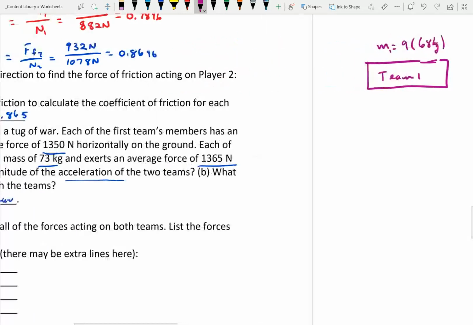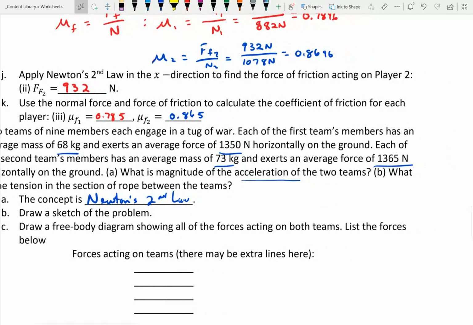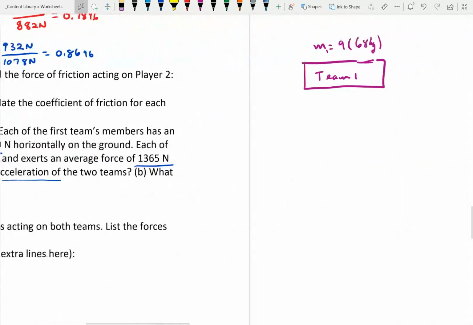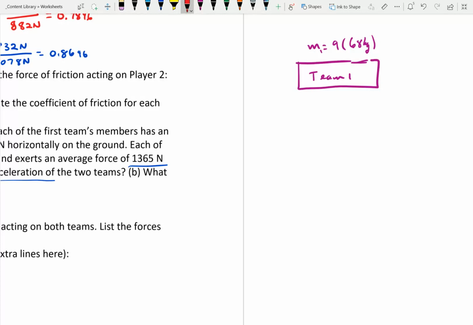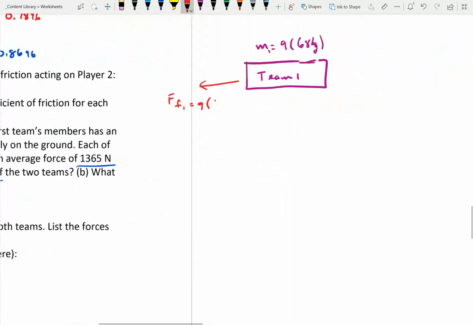And then we have the force of friction. The average force of friction for every member on team 1 is 1350 newtons. So team 1 is pulling back. So I'm going to have force friction 1 is equal to 9 times that number, 1350 newtons.